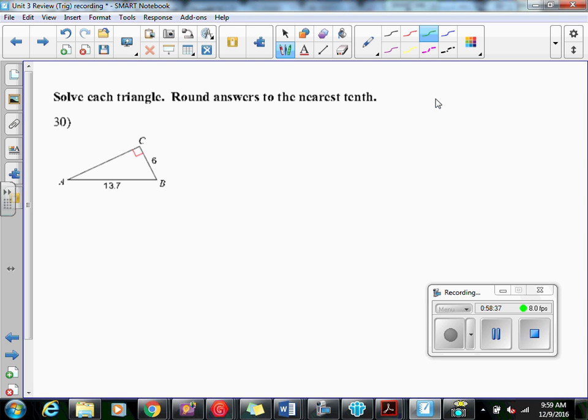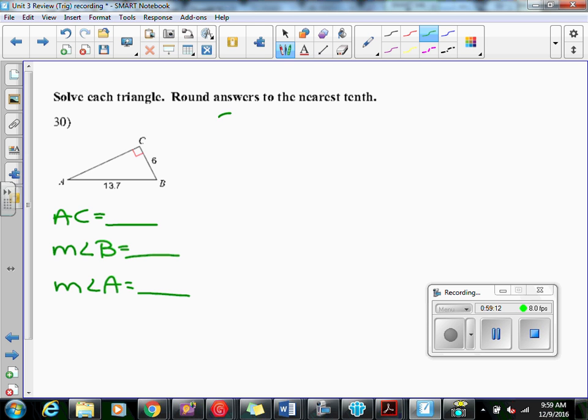What do I need to find? They gave me the hypotenuse. I need the length of segment AC. What else do I need? Angle B, the measure of angle B, and the measure of angle A. Those are the 3 things that I'm going to need to find. It doesn't matter to me which thing you find first as long as you find everything. So what do you want to find first? All right, let's find AC.